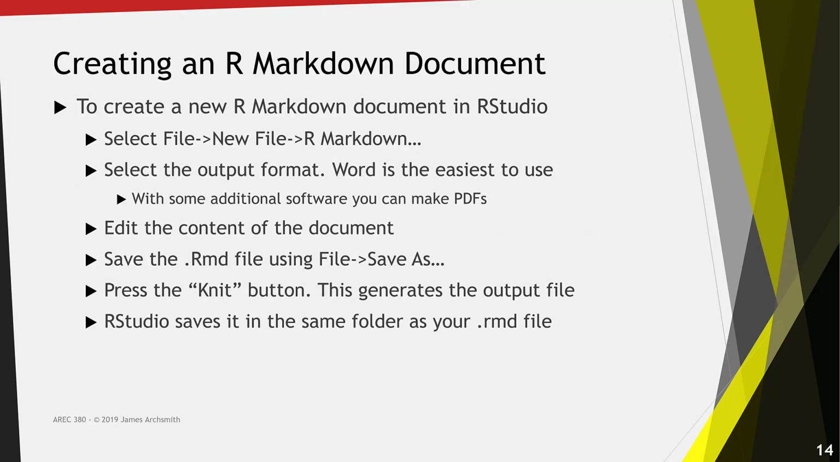So again, if you use the RStudio template to create a Markdown file, you'll do that under New File and then RMarkdown. It will ask you to select the output format. Microsoft Word is the easiest to use. If you want to make PDFs, you're going to need to install additional software on your computer. After that, you're going to edit the content of the document. You'll save the RMD file. And then to create the document, you'll press the knit button. What that does is it processes the contents of your Markdown file, evaluates the R code, and then includes the results of that R code, along with the formatted text using the markup instructions that you provided to create a document. It's going to save that output in the same folder as your RMD file.